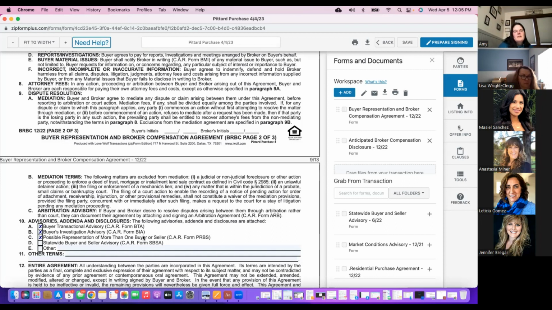filing party, concurrent with or immediately after such filing, makes a request to the court for a stay of litigation pending any mediation proceedings. There you go. Those are the ones that are excluded from mediation or not excluded from mediation.